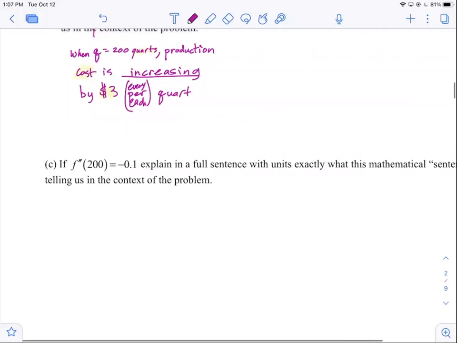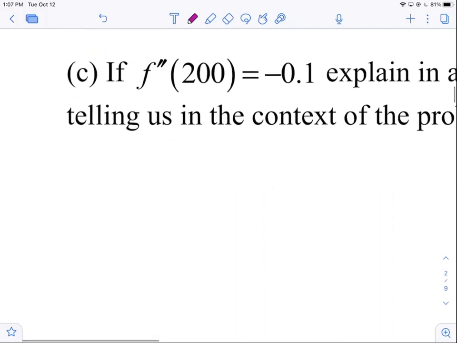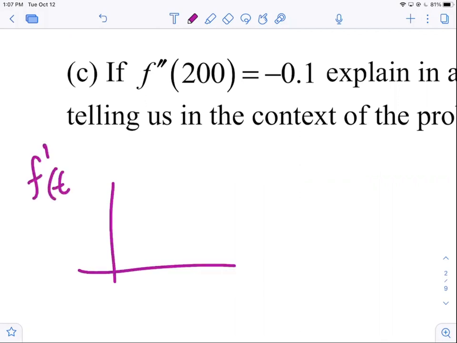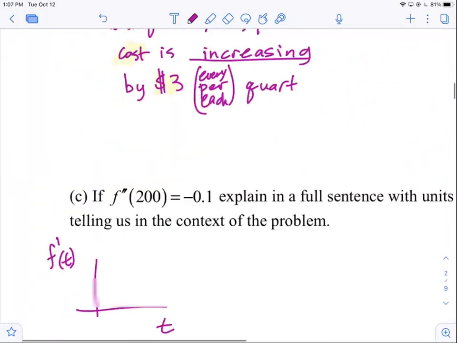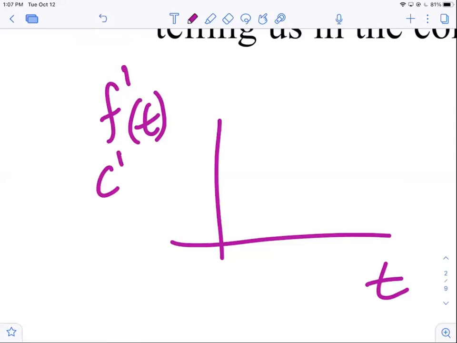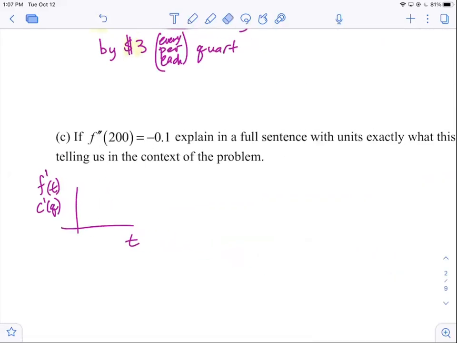We got part C here, right? To number 2. If f double prime of 200 is negative 0.1, explain in a full sentence. Okay, so to get the units here, let's create an f prime of t graph against time. F prime of t, which I guess we can call C prime of Q, really. My bad, I forgot what problem we're working here. We're working the ice cream problem, so quarts, there we go, Q.